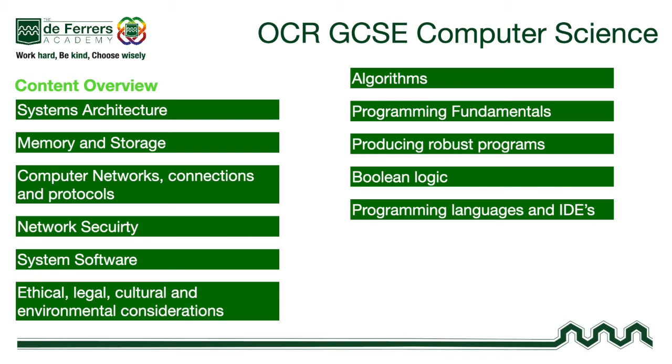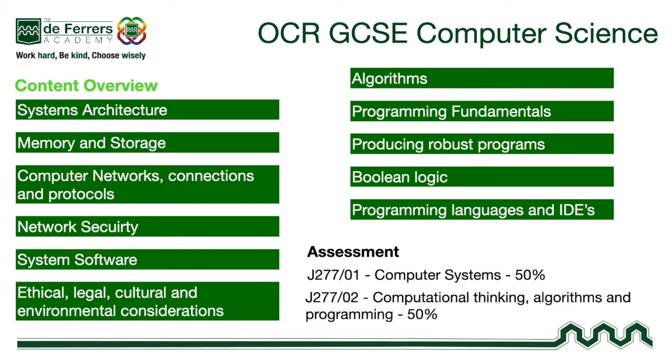So again, looking at algorithms, etc. Now, the assessment for this particular course, again, is split 50-50. So component 1, computer systems, which will examine the first 6 bullet points from the content overview and is worth 50%. And component 2, which is your computational thinking, algorithms and programming, which will look at the remaining 5. Within that paper, you will also be examined on the skills that you have learned with the programming tasks that you will undertake throughout the course.